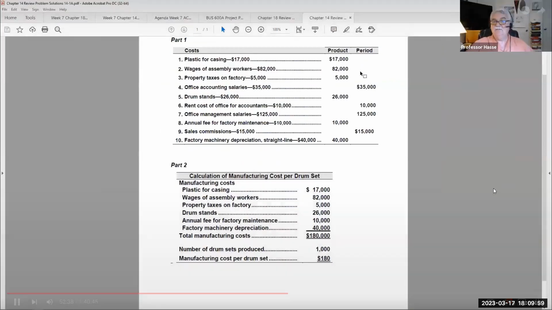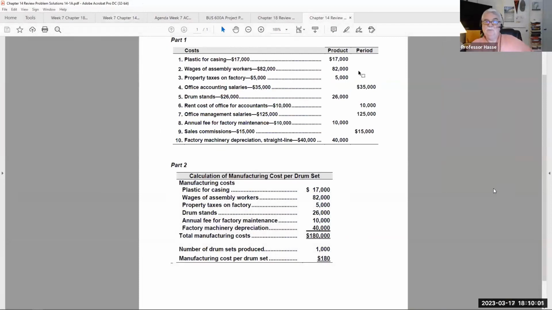Okay, here's where I determined, we just did product or period. And notice I'm not taking any period costs. I'm taking all these product costs and I'm listing them. Manufacturing costs. I'm not worried about any inventories here or anything like that. So it cost us $180,000 to produce this product this year. We produced 1,000 units. So that means it cost us $180 to produce each unit.